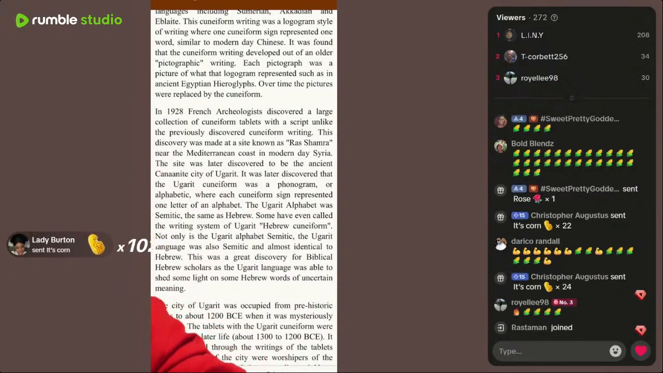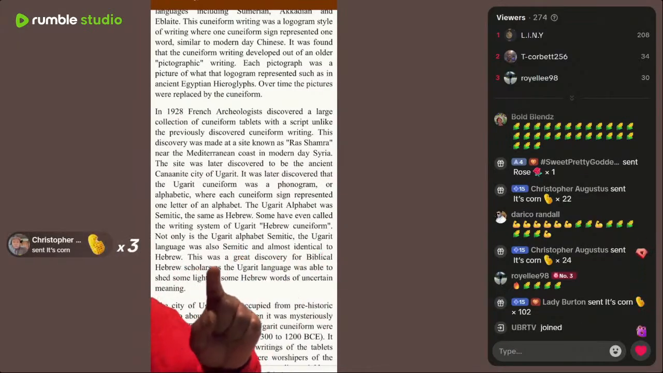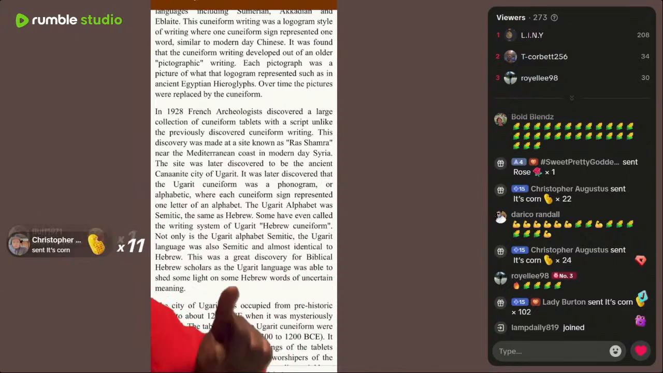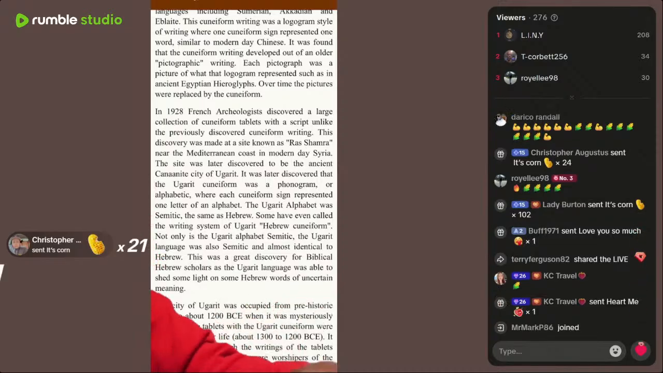The Ugarit language was also Semitic and almost identical to Hebrew. This was the great discovery for biblical Hebrew scholars, as the Ugarit language was able to shed some light on some Hebrew words of uncertain meaning.